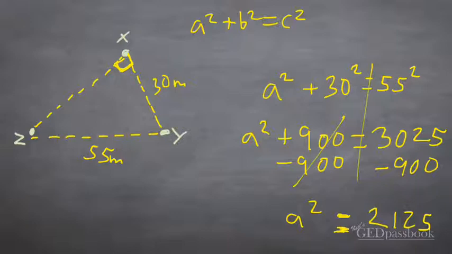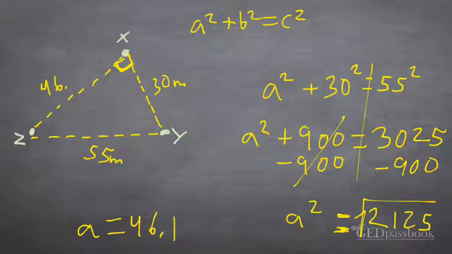So, did I find my distance from X to Z? Is my distance 2,125 miles? I have to square root this. What's the square root of 2,125? 46.1. Does it make sense that the distance from X to Z is 46.1 miles? It's the Pythagorean theorem, just like we've been doing, except it's your job to spot when you have something like that.